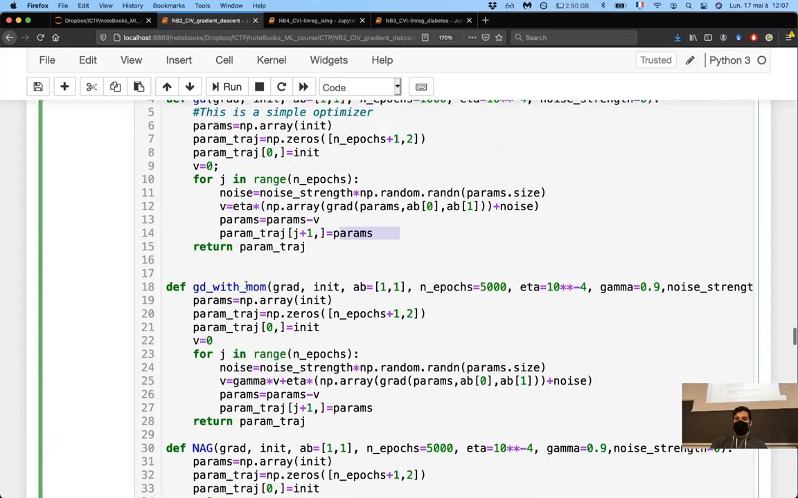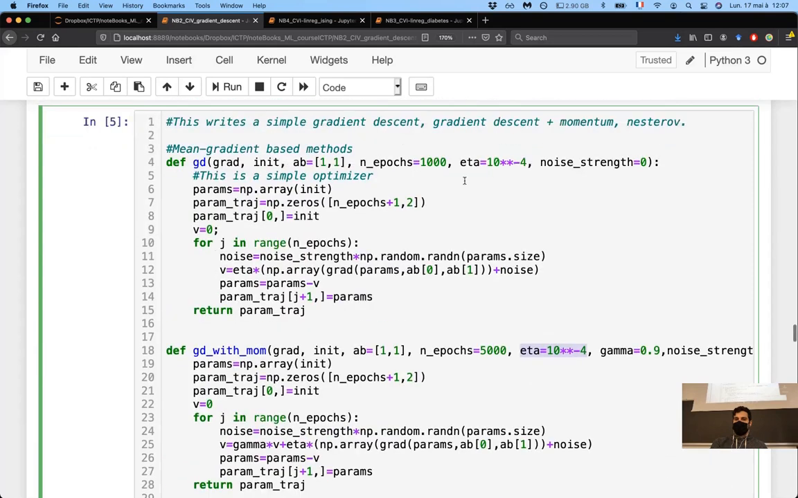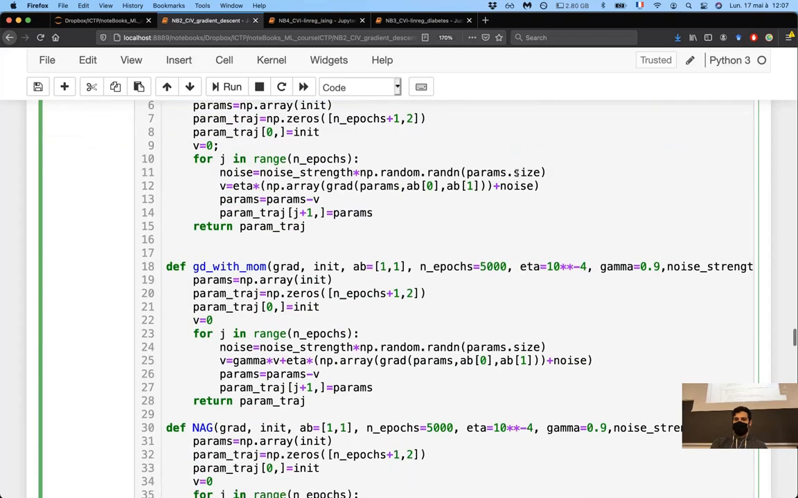And here is the same for gradient with momentum. The learning parameter in both cases is called eta. We have a number of steps. So here there is no real notion of epochs because there are no mini batches, but we still call the number of iterations the number of epochs. And the gamma is the momentum.